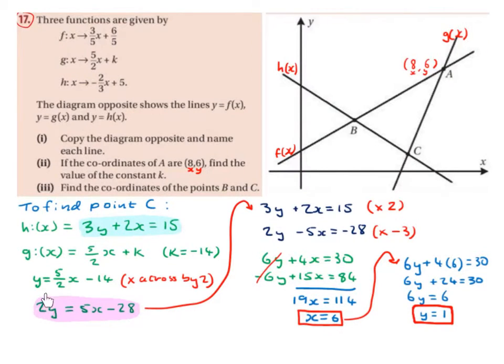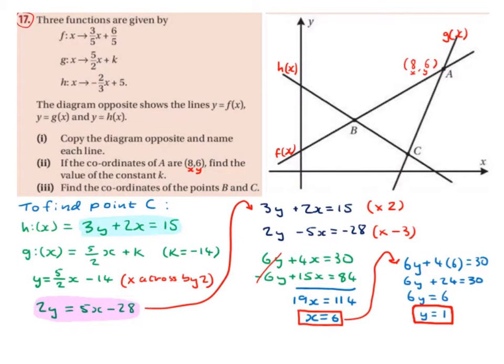y multiplied by 2 is 2y. 5 over 2x multiplied by 2 is 5x. Minus 14 multiplied by 2 is minus 28. So now we have two equations, and we're going to solve them simultaneously. So we're going to multiply this equation by 2, and this equation by minus 3. 3y by 2 is 6y. 2x by 2 is 4x. 15 by 2 is 30. 2y by minus 3 is minus 6y. Minus 5x by minus 3 is plus 15x, and minus 28 by minus 3 is 84.